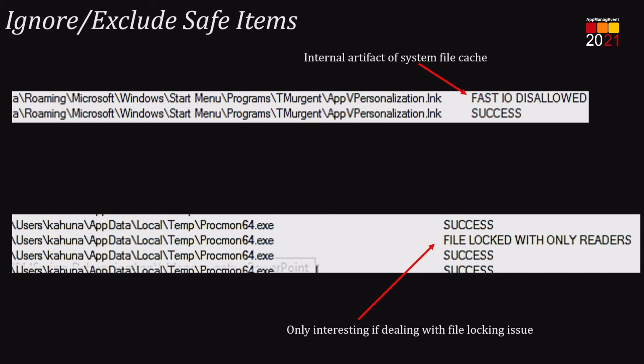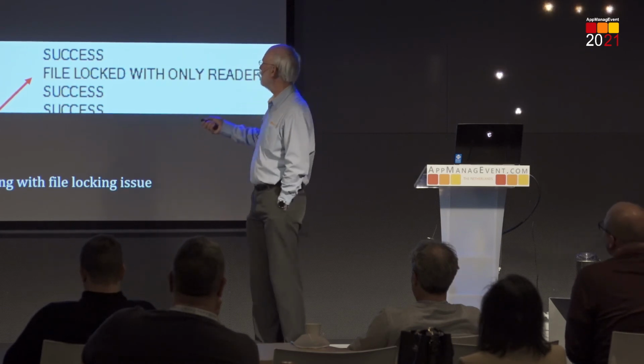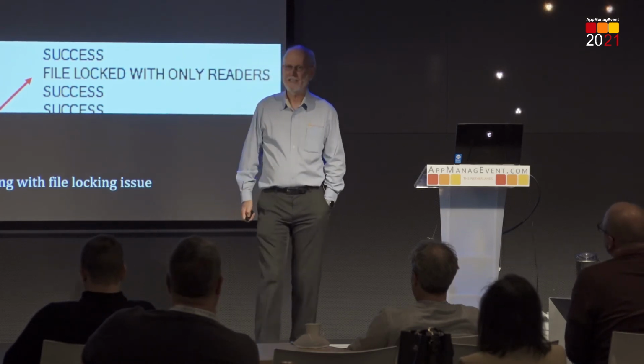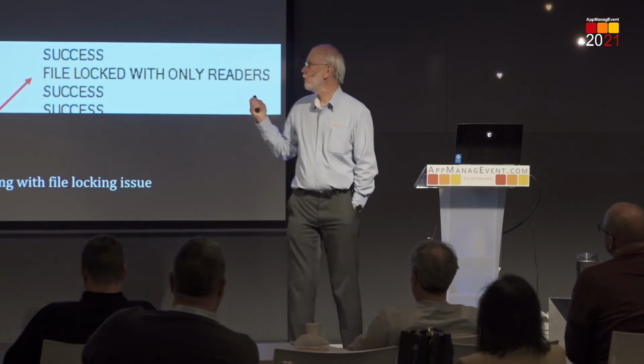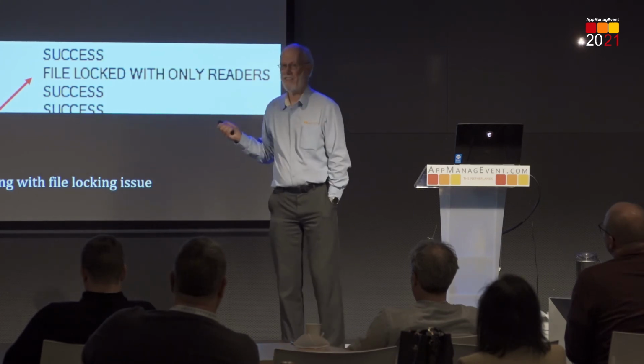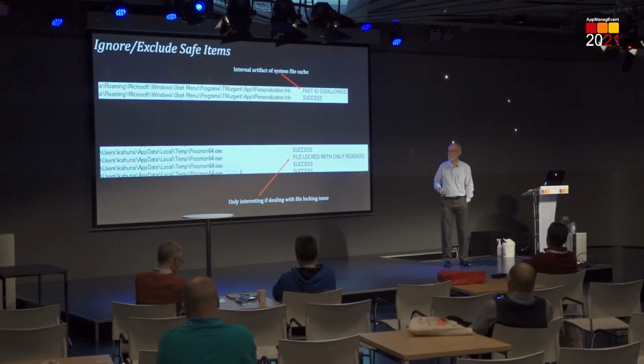The file system has a fast and a slow path. The application tried the fast path, it didn't work. It immediately makes the call and succeeds or not. In fact, it'll always succeed because it won't come back with the fast IO disallowed if the thing didn't exist or any of those other problems that might have occurred. So you can just ignore that.